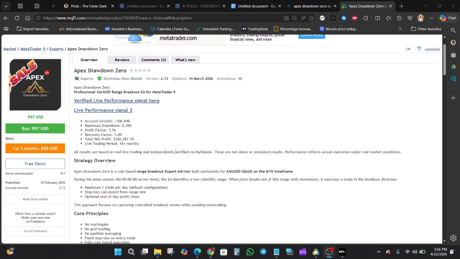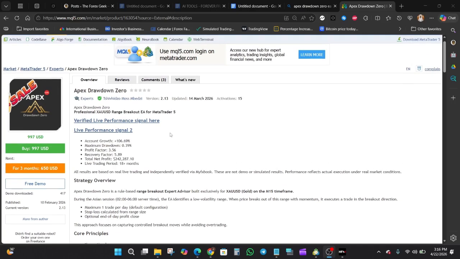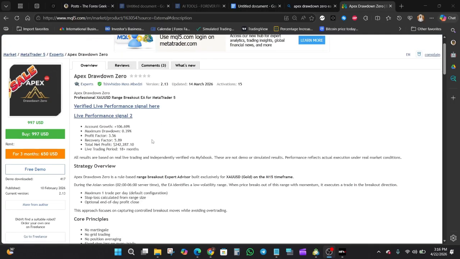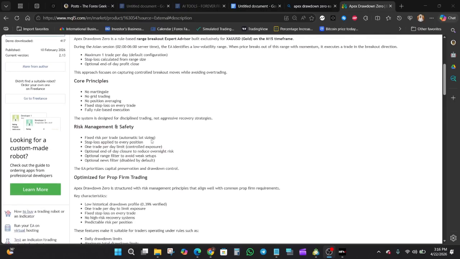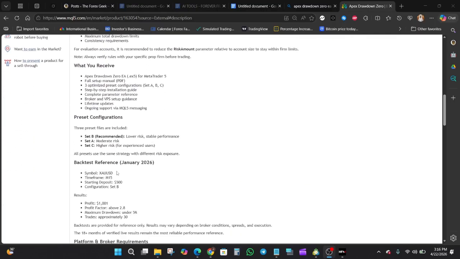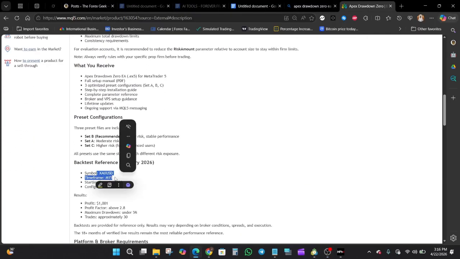So here we are on the MQL5 marketplace, and this is the Apex Drawdown Zero, currently priced at 997 US dollars, and then it's also available for rent, 650 US dollars per 3 months. All right. Right away, this EA is positioned as a professional gold trading system built specifically for XAUUSD on the M15 time frame. All right, we can see that here.